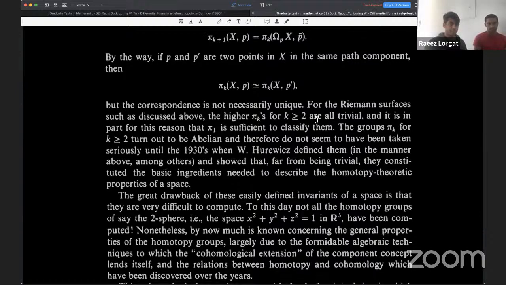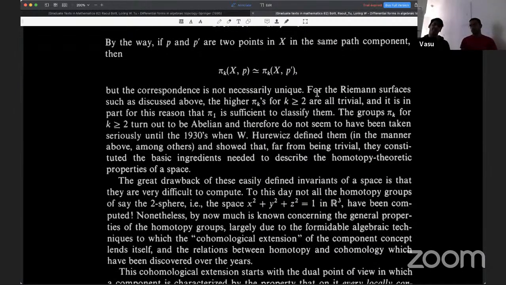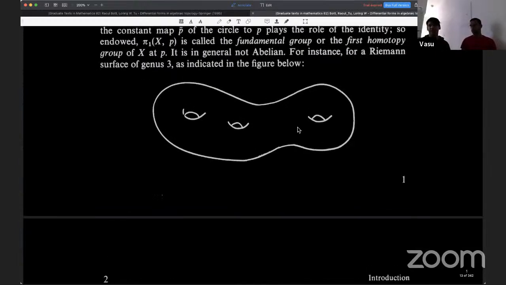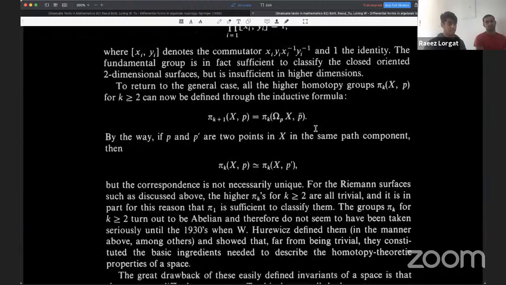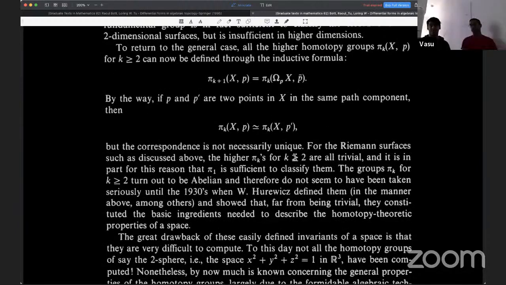So maybe we can just very briefly talk about the Riemann surfaces that we kind of hinted at. We've spoken about the sphere, that's a genus 0 Riemann surface, the torus we spoke about, it's a genus 1 Riemann surface, and up here we had a genus 3 Riemann surface. For these, all the higher pi k's beyond, sorry, above 2 are all 0. And that is essentially why we only need pi 1.